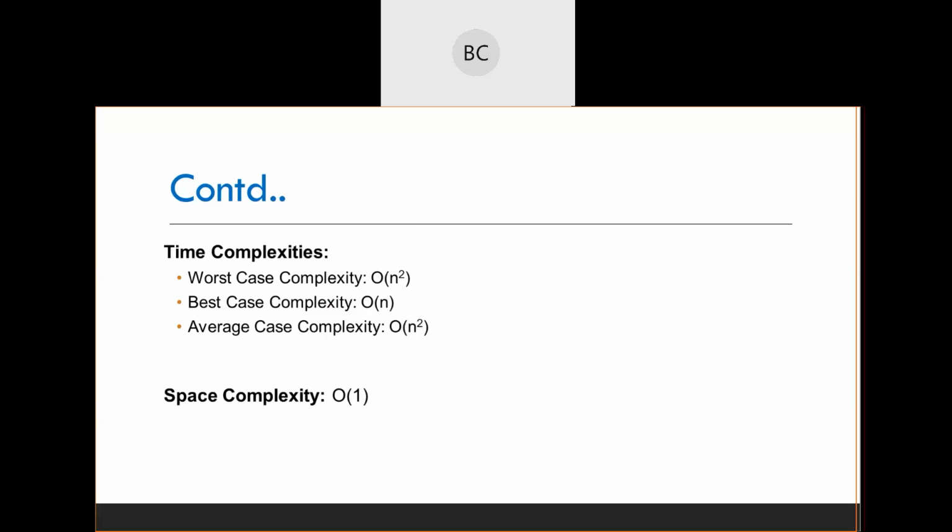Space complexity is O(1). Why O(1)? Because the numbers are already there. We are just comparing them and swapping them. So space complexity is just O(1), which is a constant.